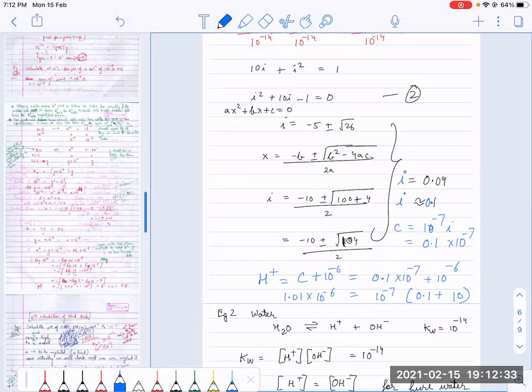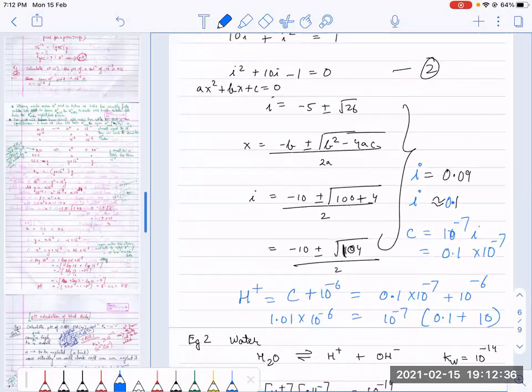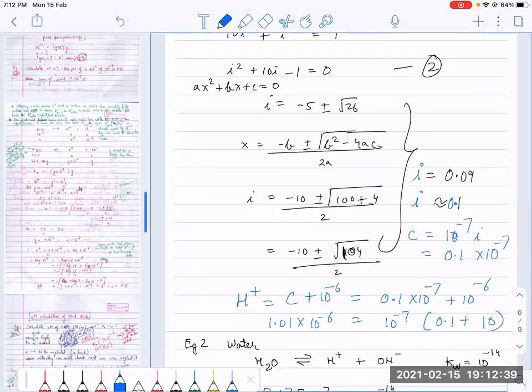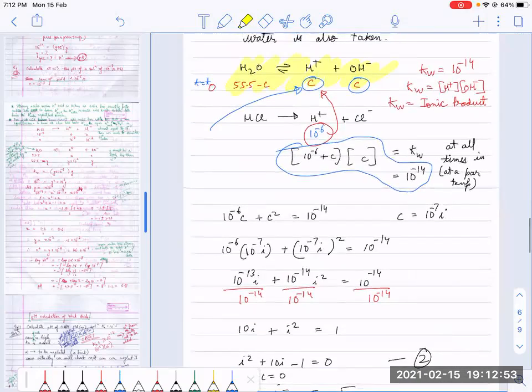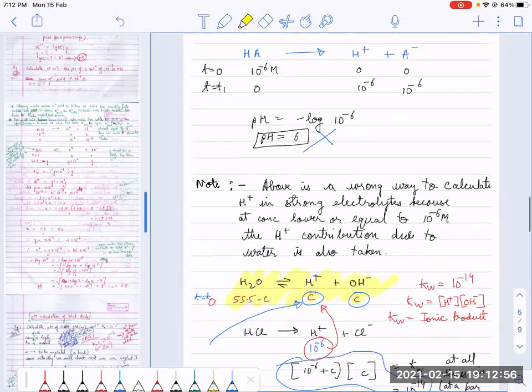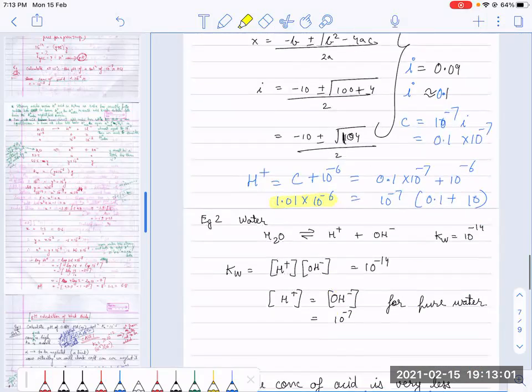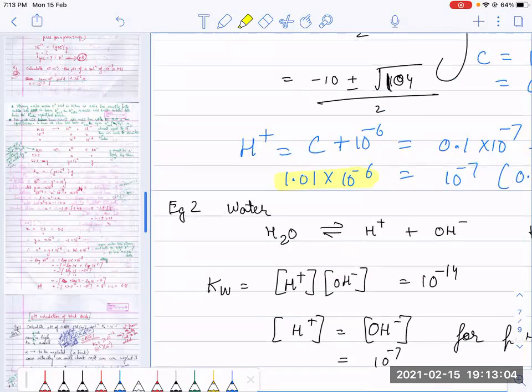Had we calculated 10 to the power minus 6, it would have been wrong. Utkarsh, are you getting my point? Yes, sir. The actual answer is this one, 1.01 into 10 to the power minus 6. But had we calculated the answer as 10 to the power minus 6, it would have been wrong. It is not actually 10 to the power minus 6. It is 1.01 into 10 to the power minus 6. A little bit of change is there, and the change is due to the concentration of H plus.